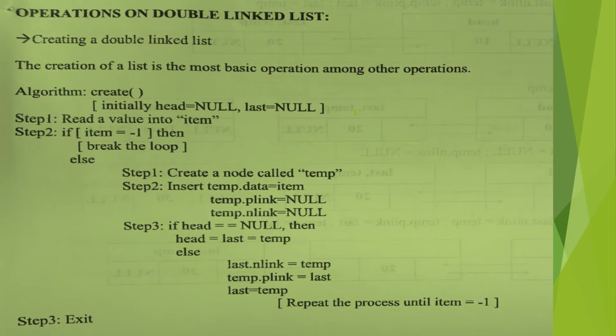In double linked list, node contains how many parts? 3 parts. I am creating a node temp. For example, I want to insert value 5. So item equal to 5. Temp dot data equal to item. Temp dot n link equal to null, and temp dot p link equal to null, because this is the one and only one element in the double linked list.